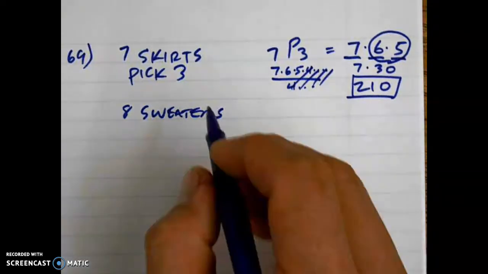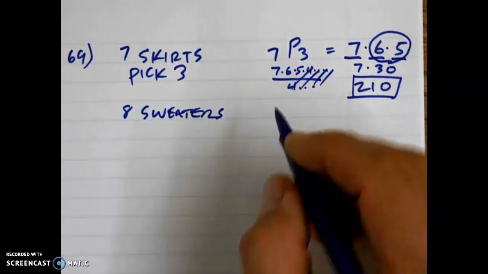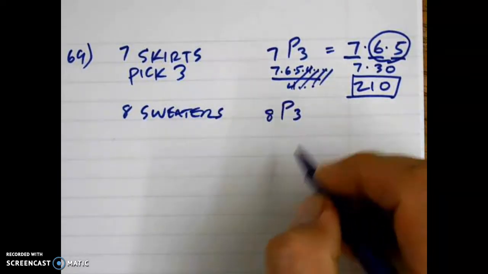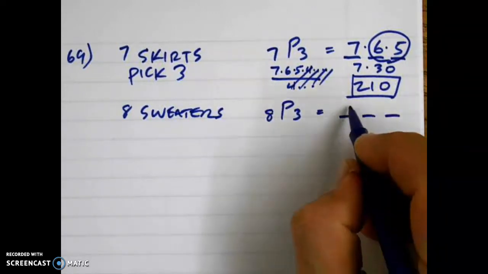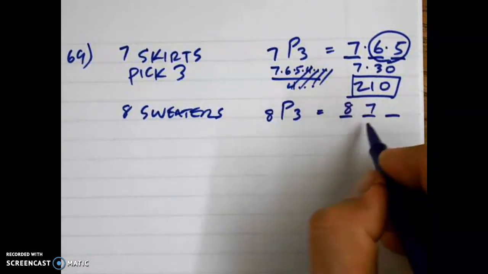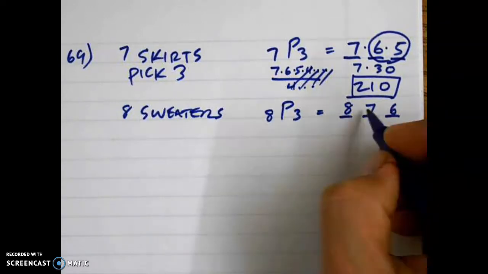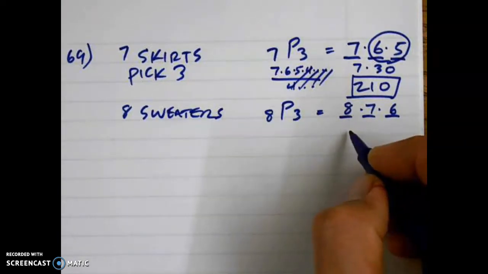Okay, now, that's how many different combinations of skirts there are. How about sweaters? We have 8P3. Or, we have 1, 2, 3 mannequins. How many different sweaters to choose from? Once that's on the mannequin, we only have 7. Once those 2 are on the mannequin, we only have 6 to choose from. So whether you do it this way or this way, same thing. What's the answer here? What is it?